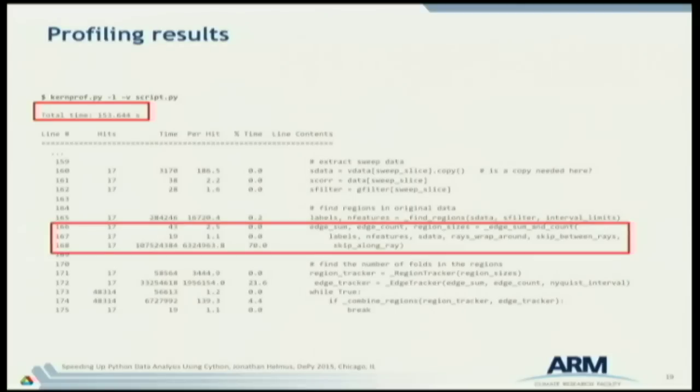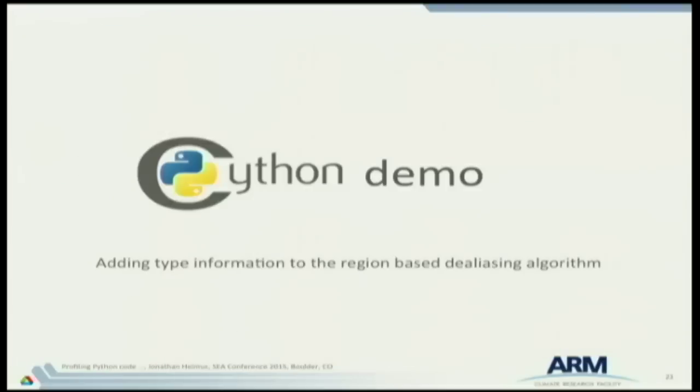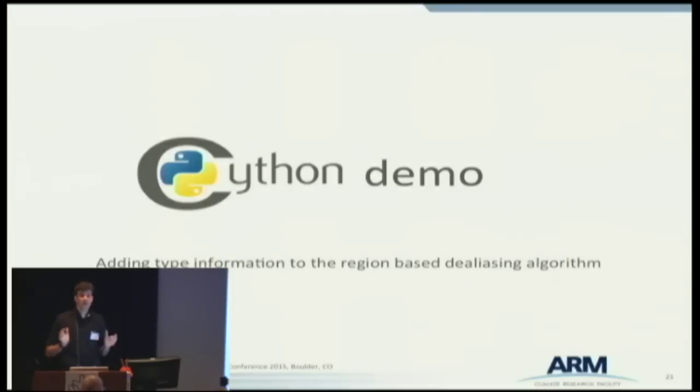And of that 153 seconds, 100 seconds is taken up in this single function, this edge sum and count. And what this is doing is it's just looking at all the different segments and trying to find connections between them. I'm going to skip this slide, but what we want to do is try and speed that up by adding some type information and converting that function into Cython.